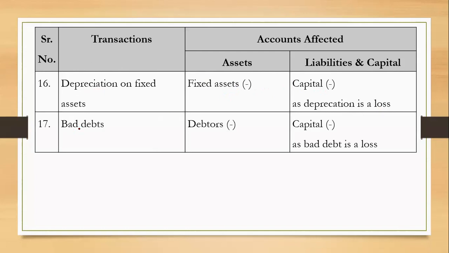Next, bad debt. Bad debt, I'm sure we all remember now. This is the amount which becomes irrecoverable from the customers, from the debtors. So the amount that will not be received is bad debts. So bad debt is a kind of a loss again. And because it's a loss, it will reduce my capital. Also it will reduce the value of the debtors. Earlier debtors were 10,000, 1,000 will not be received so the remaining will be 9,000. So my value of debtors also decreases.